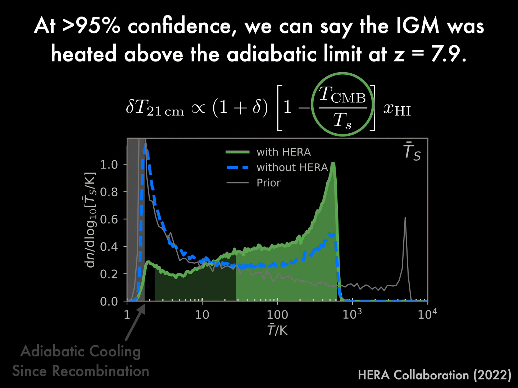So one of the results is that at greater than 95% confidence, we can say that the IGM was heated above that adiabatic cooling limit, where the IGM would just be cooling from recombination all the way to redshift 7.9, and we can say that is not the case. And the reason we can say that is because if the spin temperature is very low, if it's just cooling adiabatically, this term 1 minus T_CMB over T_S will be quite large and negative, which will create a large amplitude power spectrum, which we don't see. So we could rule out the coldest models of reionization.